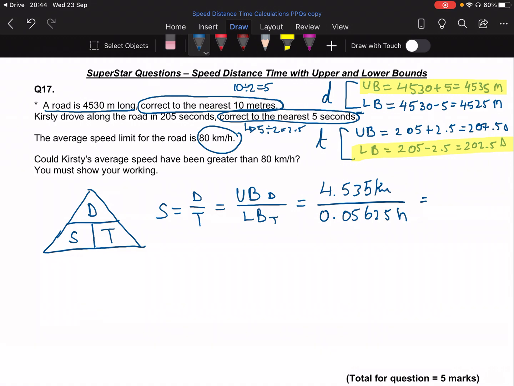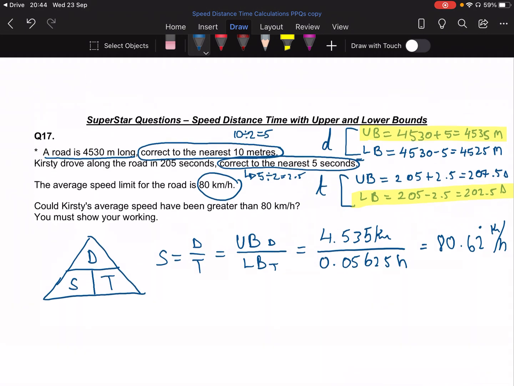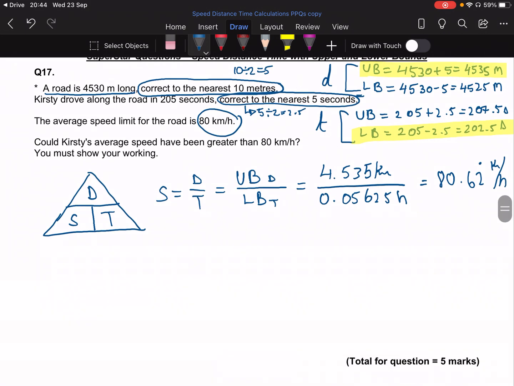So now that I've got this, all I have to do is some division. So I'm going to do 4.535 divided by my answer button, because the last thing I had on my calculator was my conversion to hours. And I am getting 80.62 recurring kilometers per hour, obviously. So this means that her speed could have been greater because it's higher than 80 kilometers per hour. Not by much, but it could have been greater.